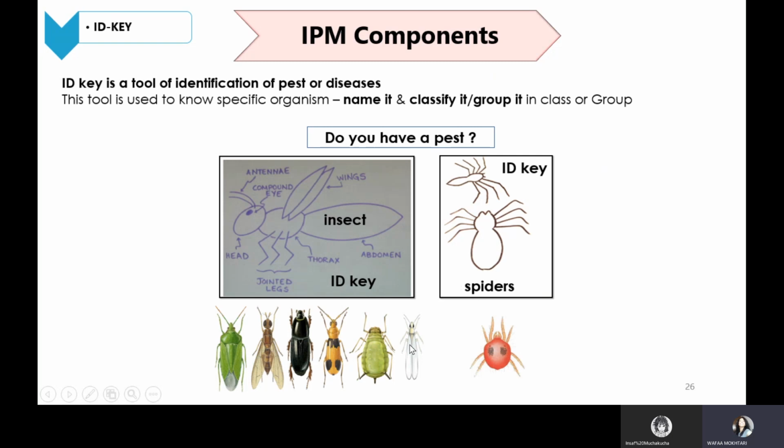can also distinguish between, for example, a whitefly, an aphid, or any other beetles or other insects that cause damage in your plant, crop, or whatever. Spiders also, if you have expertise, you may know what kind of spider you have.